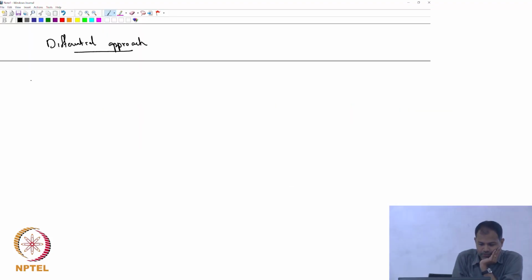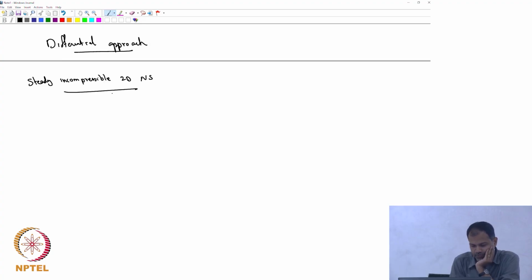We'll start by writing down the steady, incompressible 2D Navier-Stokes equations. So the x momentum equation. I'll throw away the unsteady term.